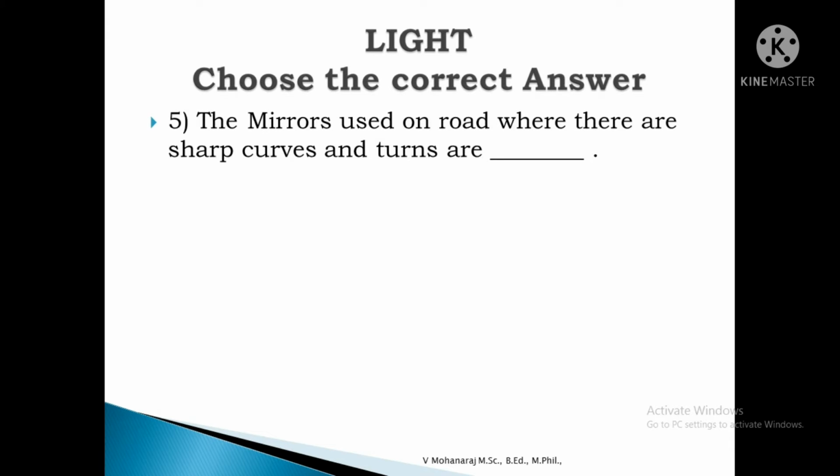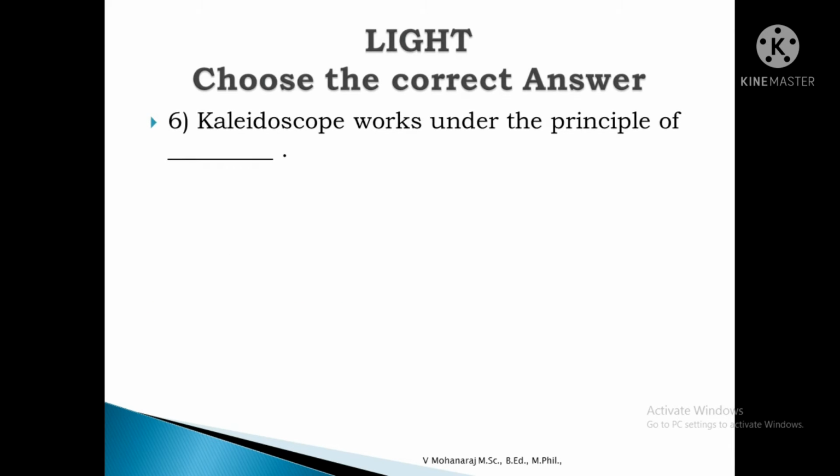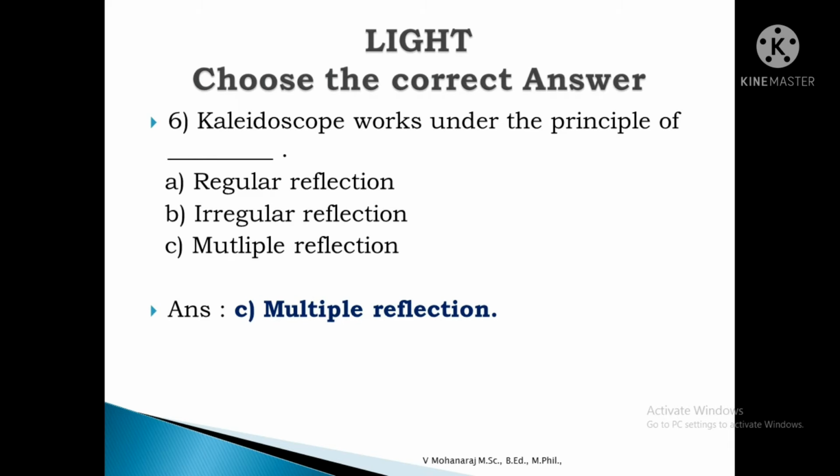Then fifth one, the mirror used on roads where there are sharp curves and turns is dash. Options: plane mirror, convex mirror, concave mirror. The answer is convex mirror. Then next one, kaleidoscope works under the principle of dash. Options: regular reflection, irregular reflection, multiple reflection. The answer is multiple reflection.